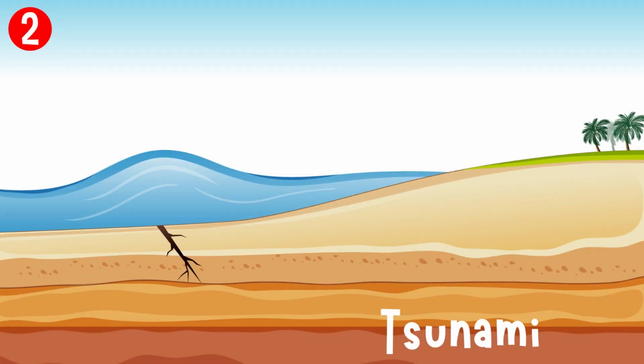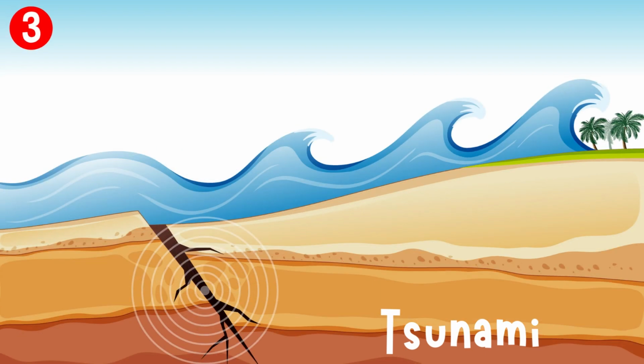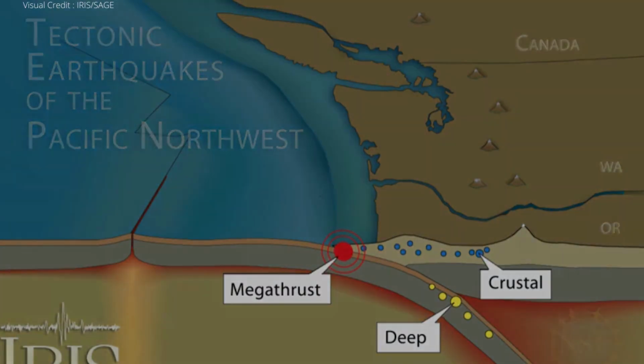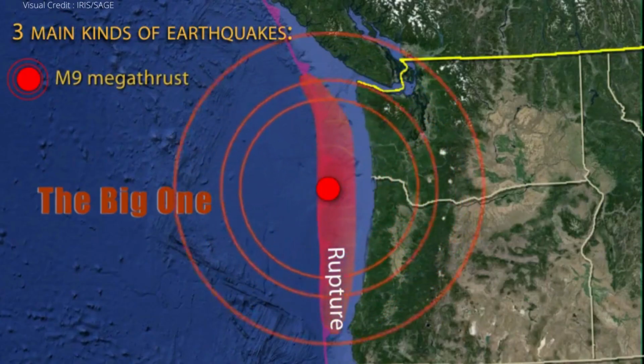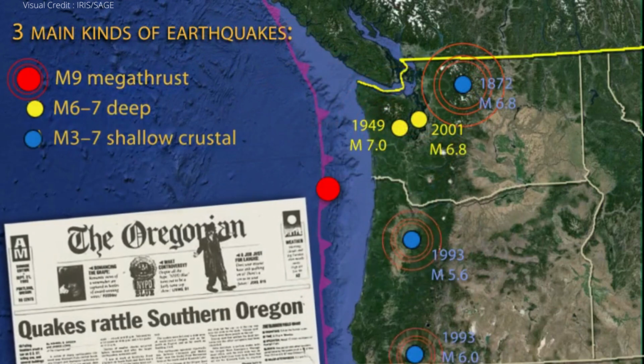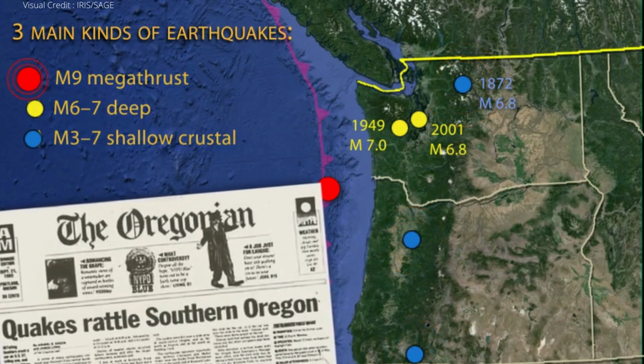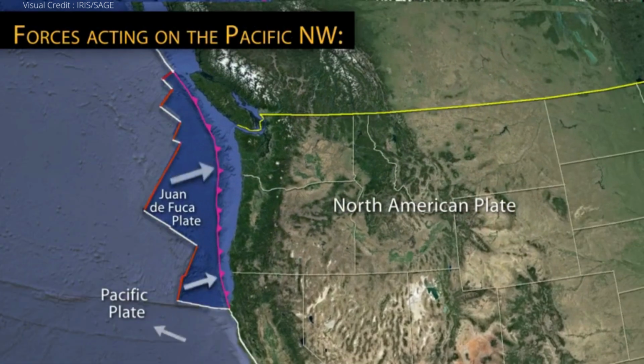Scientists have been studying this plate and its interactions with the North American plate for years. They predict that a massive earthquake, also known as the Big One, can occur anytime in the near future. If this happens, the Pacific Northwest will experience severe damages, and it could take years to recover from the impact.